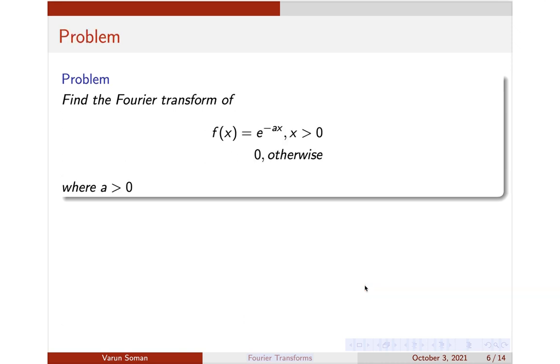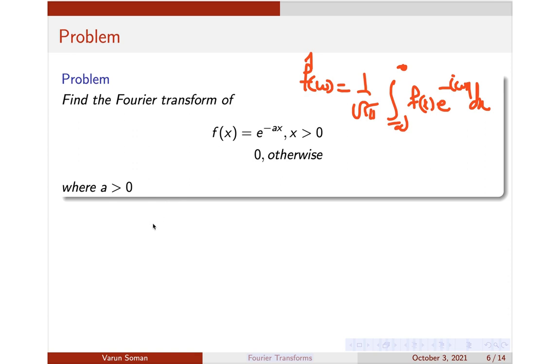Similarly, we can do one more problem here. Let us find the Fourier transform of e raised to minus ax. Let us always write the formula. The Fourier transform formula is 1 by root 2 pi integral from minus infinity to infinity f of x into e raised to minus i omega x dx. Applying that formula here, it will be simply 1 by root 2 pi. The function is only from 0 to infinity, so it is actually integral 0 to infinity e raised to minus ax into e raised to minus i omega x dx.